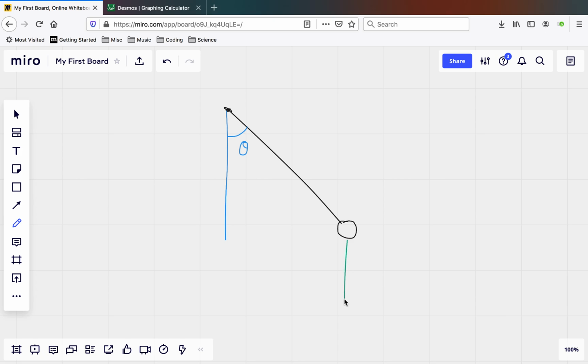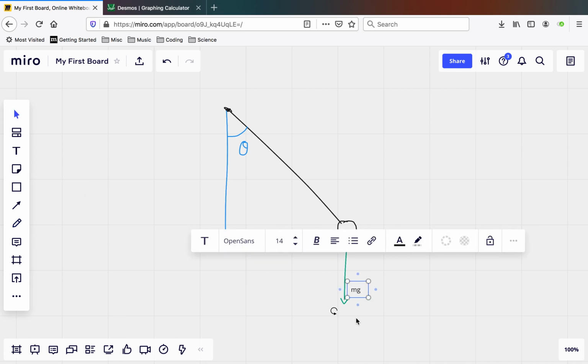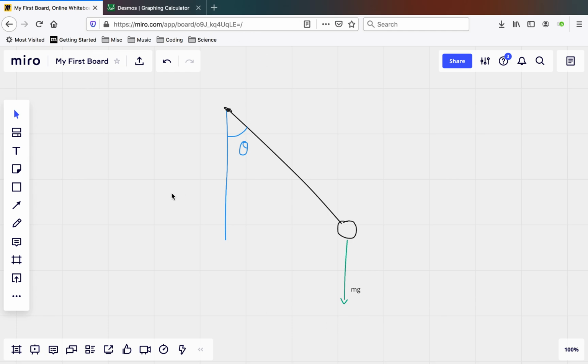Let's start off with the force of gravity because we know its magnitude. It has a magnitude of mg. So we can break down this force of gravity into components that are parallel to the rod and perpendicular to the rod. So let me do this here. Here's the parallel. Let's make this a straight line. The parallel component, that's good enough, and the perpendicular component.